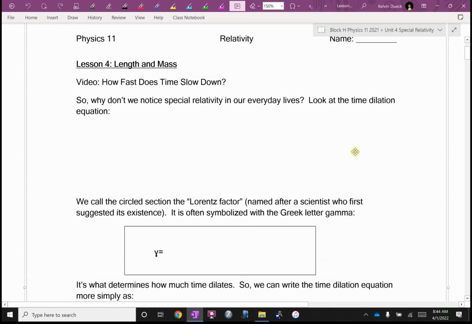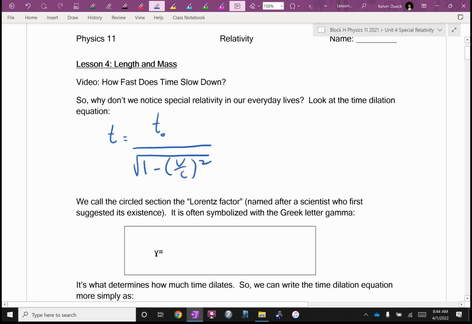So, why don't we notice special relativity in our everyday lives? Well, look at the time dilation equation. Let's write it out. It looks like this. T equals T0 all over the square root of 1 minus V over C all squared. By the way, do you need to memorize that? No, it's on your formula sheet. Do me a favor, though. Can you all circle this square root thing?